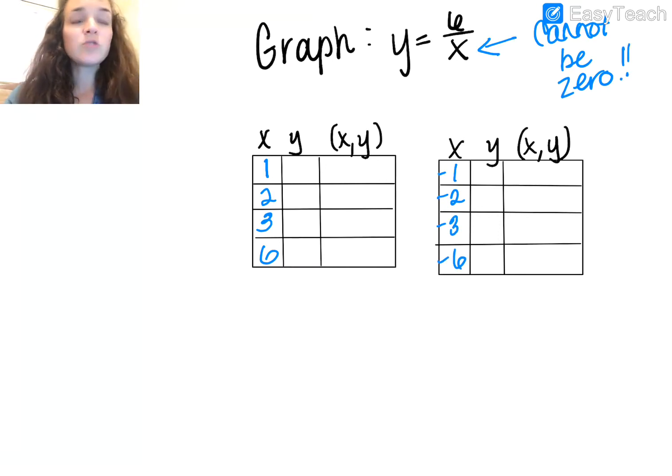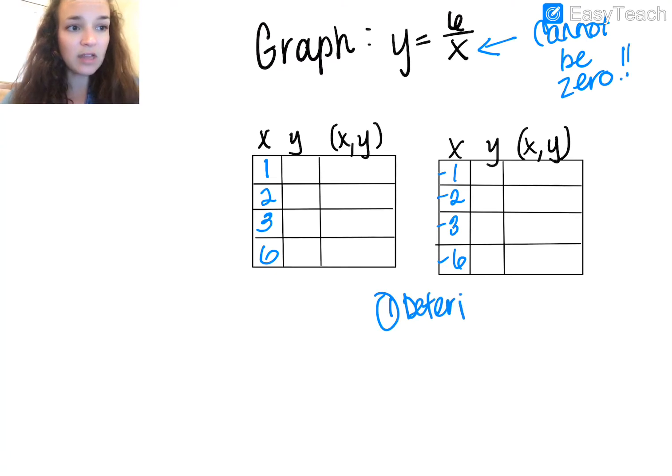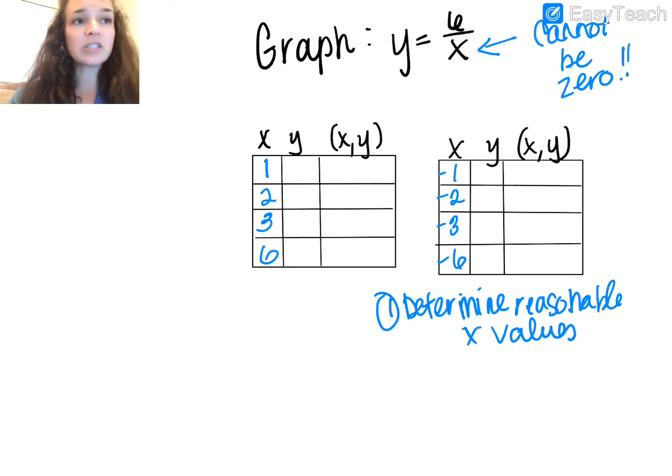So step 1 is always going to be to determine reasonable x values, okay? So once we have done that, now we just have to plug them in one at a time to figure out what the corresponding y values are, okay?